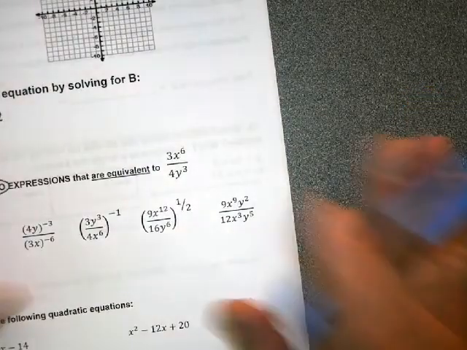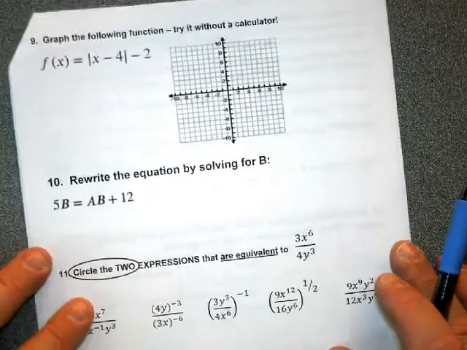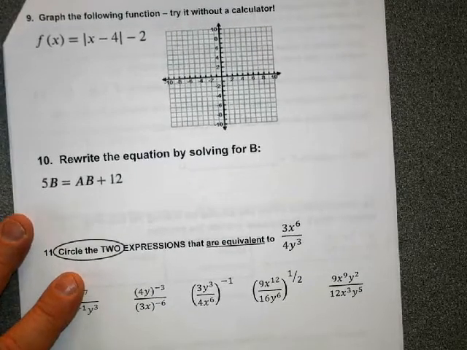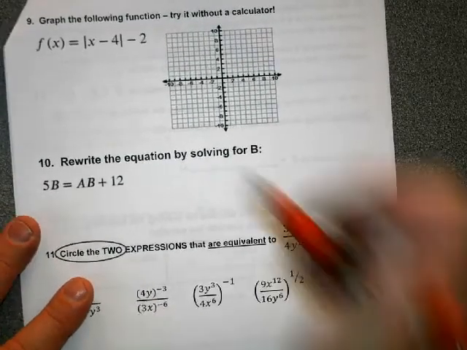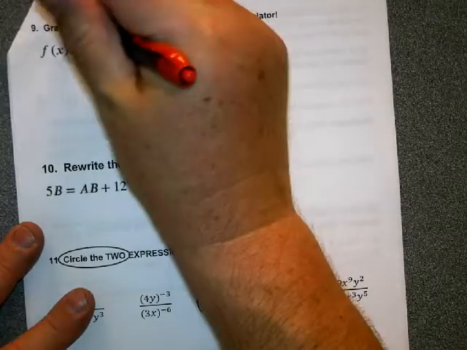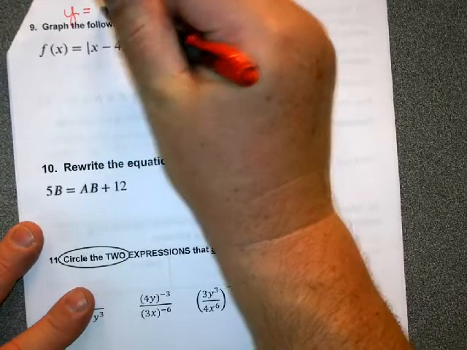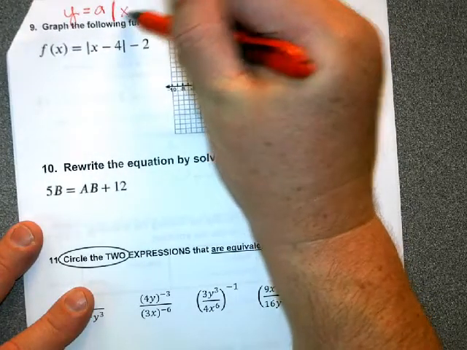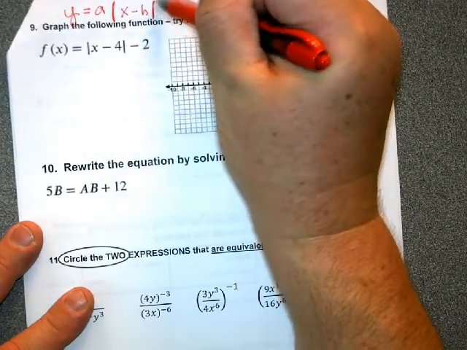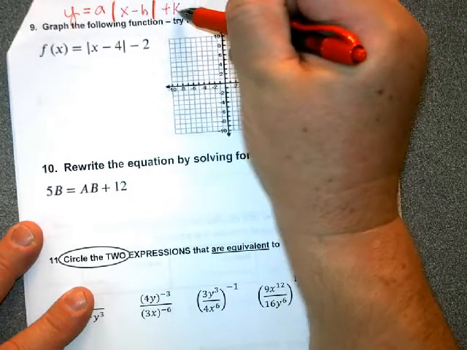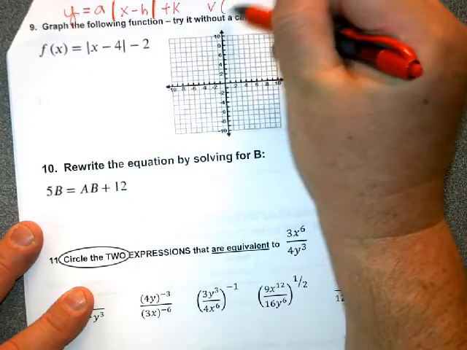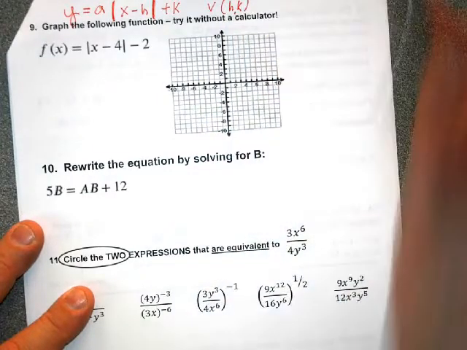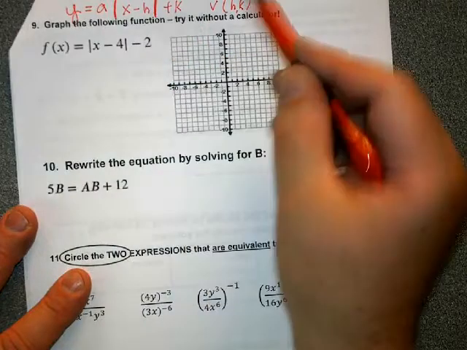All right, number 9 is just the opposite of number 5 that you did yesterday. This is vertex form, y, or f of x, whatever you want to use, equals a, the slope, times the absolute value of x minus h plus k, where the vertex is (h, k). Remember, h is the opposite sign.